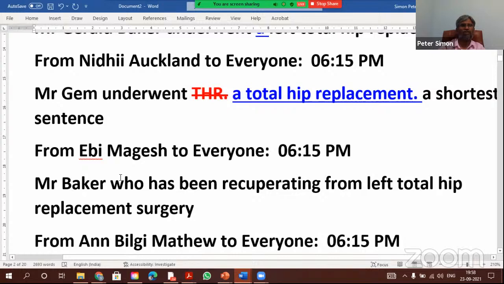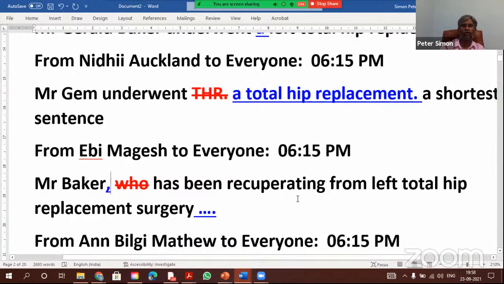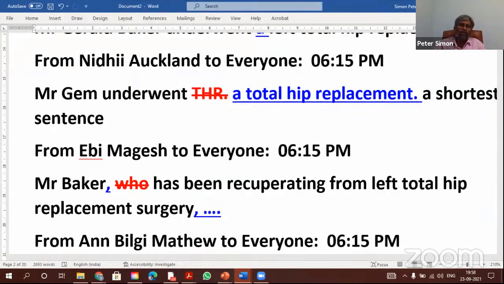Mr. Baker, who has been recuperating from left total hip replacement surgery. This is an incomplete sentence. Then you need not write who. If you write who, then automatically you have to put a comma here and another comma here. Mr. Baker, who has been recuperating from left total hip replacement surgery, requires something else. So you are joining two sentences with who. There is no second sentence, so how can you write who? Remove who. That's it. And put a full stop here.